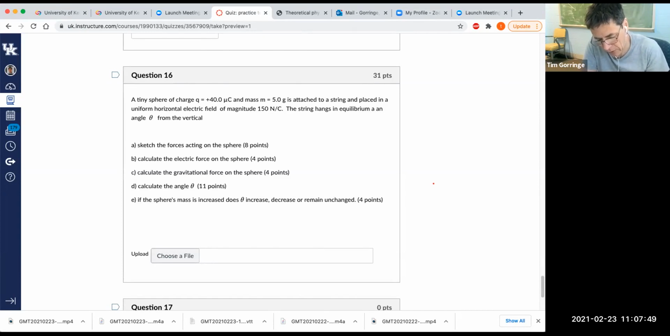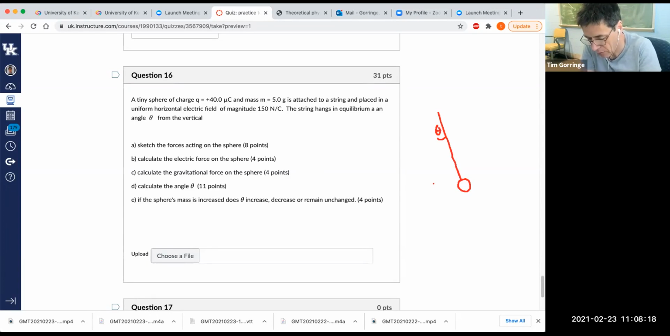Okay, so the first part of the question says sketch the forces acting on the sphere. So let me first just sketch the sphere on the string. Here it is. I've drawn it at an angle theta, because I know it's pulled downwards by gravity, but say to the right by electricity, so it's going to be hanging at an angle.